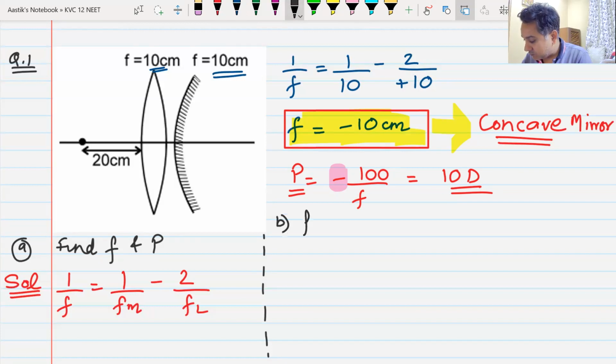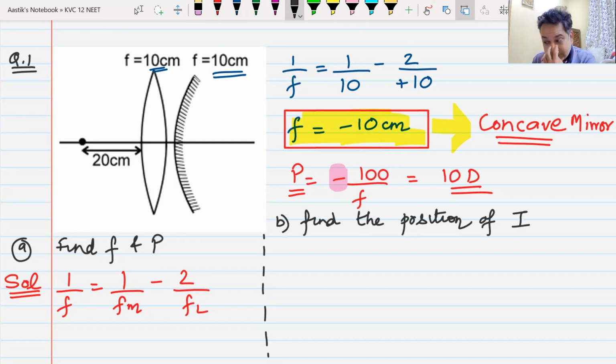Question number B. Find the position of the image. The distance of the object is given from the combination. You have to find the position of the image. I'll give you 2 minutes to solve this. Please note it down.